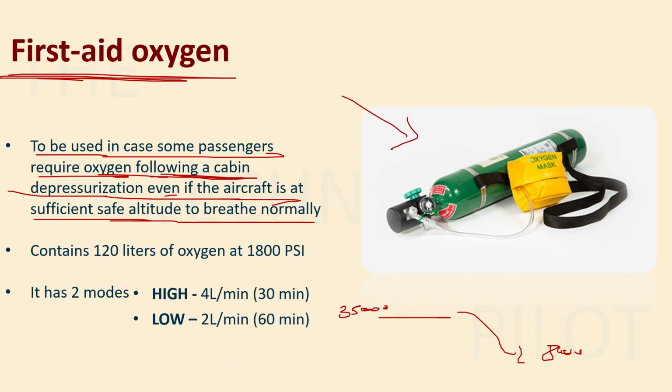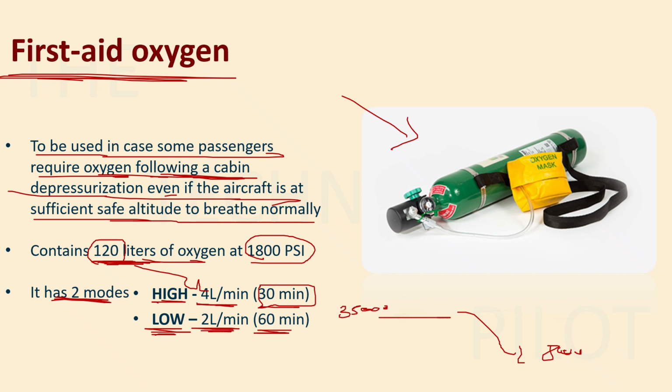It is to assist those kinds of passengers, and this first aid oxygen usually contains about 120 liters of oxygen at 1800 psi, and it has two modes to operate, a high and a low mode. High mode is 4 liters per minute, so it will last around 30 minutes, right? 120 liters divided by 4, around 30 minutes. And in low mode, it generally uses 2 liters per minute, which lasts 60 minutes, right? So this is your first aid oxygen.